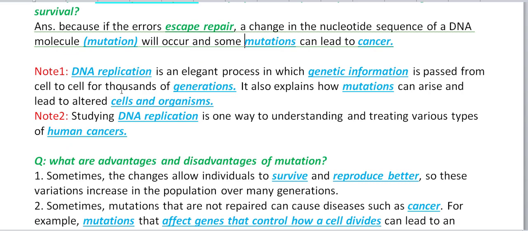So by DNA replication, genetic material passes from one cell to thousands of generations, and it also explains how mutation can arise and lead to altering the cell and organism.